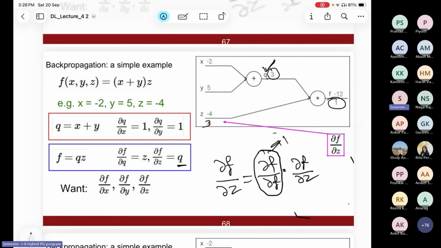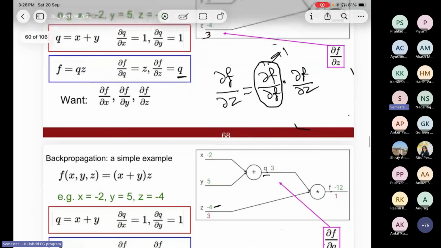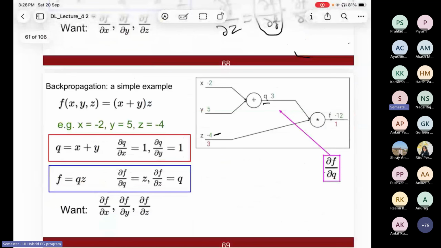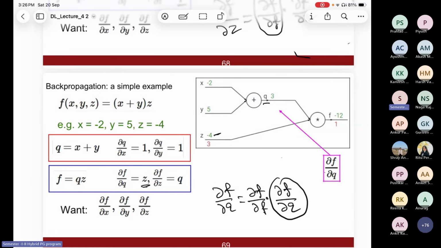In a similar manner, you can also find del f by del q. I can write del f by del q equal to del f by del f into del f by del q, and del f by del q is z, and you know the value of z, that is -4. So -4 will come here. And del f by del f will give you 1 only. So we are applying the chain rule, with the base condition, and going back.